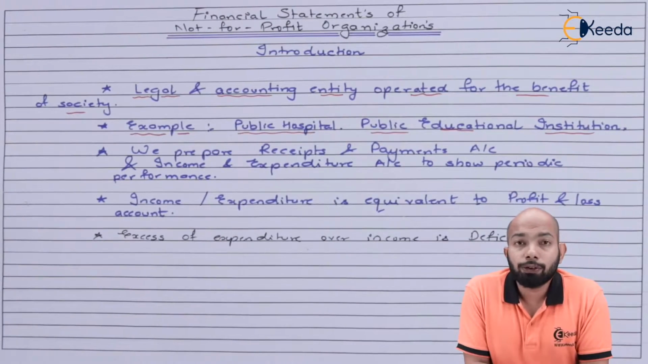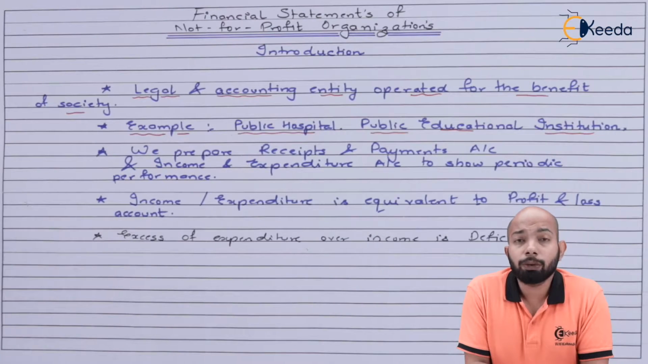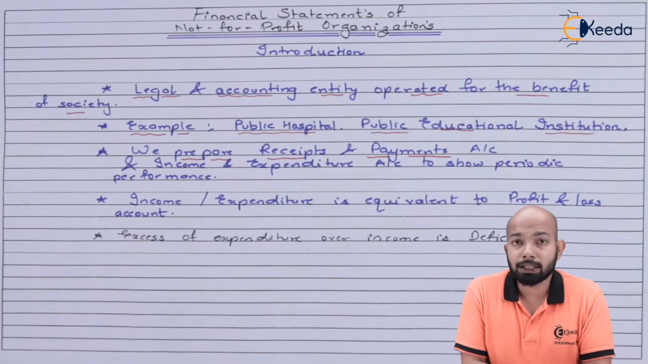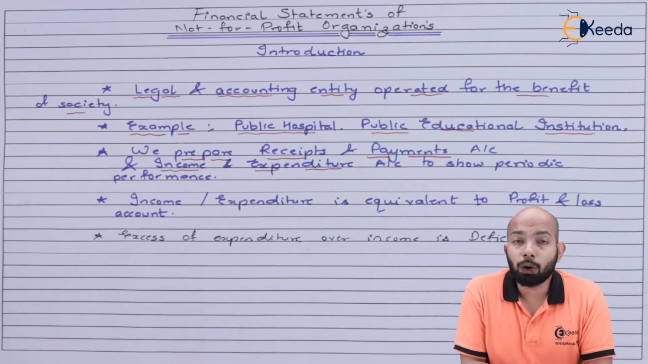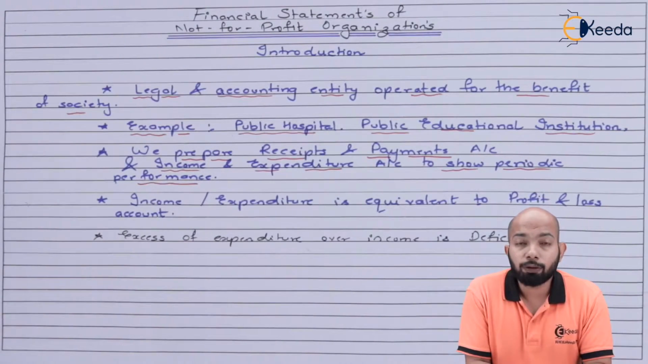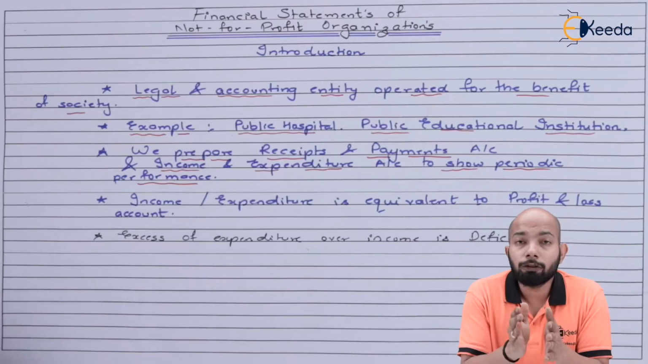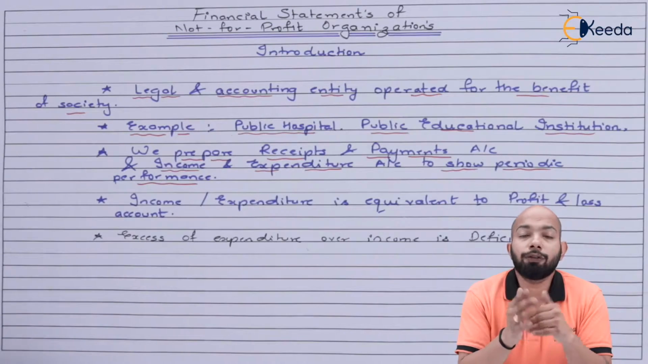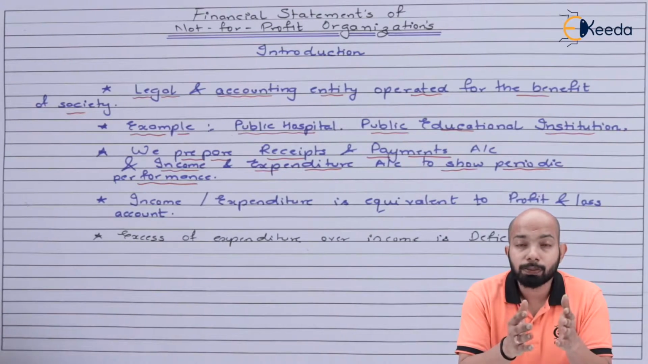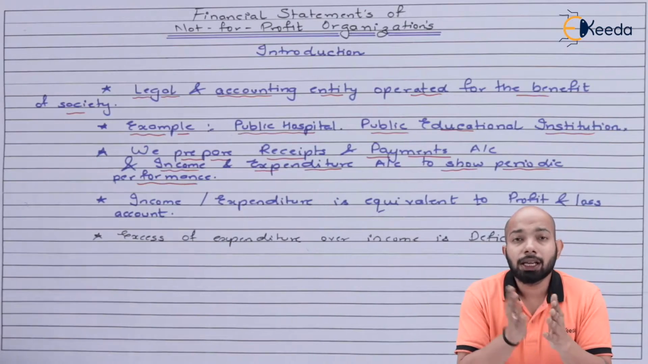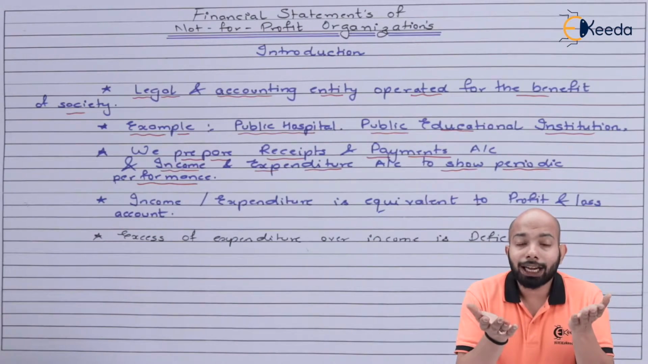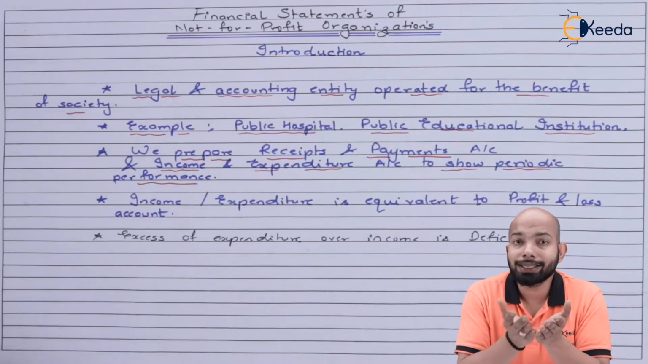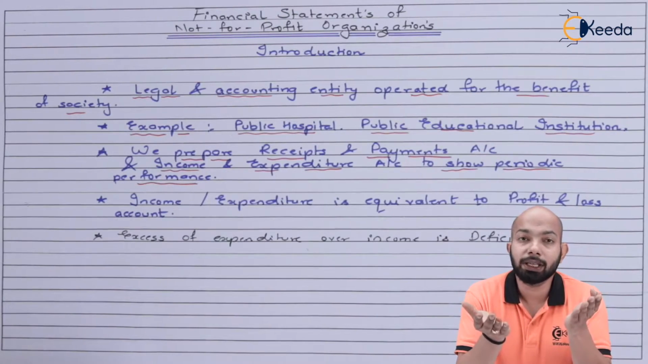Now in a not-for-profit organization, we don't prepare a profit and loss account, we prepare a receipts and payments account, and the next account that we prepare here is the income and expenditure account. Now this is done to show the periodic performance. Periodic performance refers to the kind of performance the organization is doing. It doesn't mean how much profit is coming in, or how much profit or loss the organization is bearing. The only periodic performance they want to check is how much expenses are happening, and on that basis how much income is coming in. Income in terms of the donations, income in terms of the grants that they're receiving, is only comparable with the kind of expenditure that is happening.